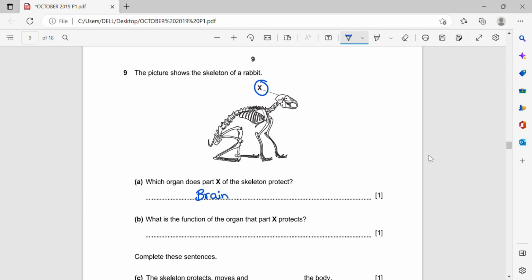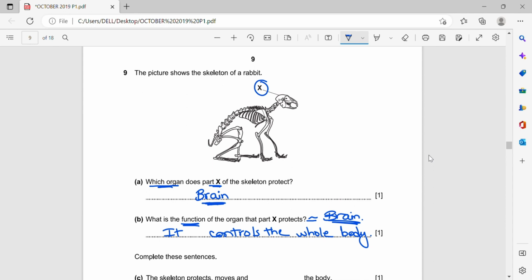نفهم السؤال كويس. احنا عايزين يقول لي which organ، ما قاليش which part of the skeleton is X، لا قال لي which organ does part X protect. يبقى نكتب البرين. What's the function of the organ that part X protects؟ دلوقتي عايز الfunction of A. In other words عايز الfunction of the brain. بيعمل ايه البرين؟ البرين controls the whole body. The brain يبقى it controls the whole body.